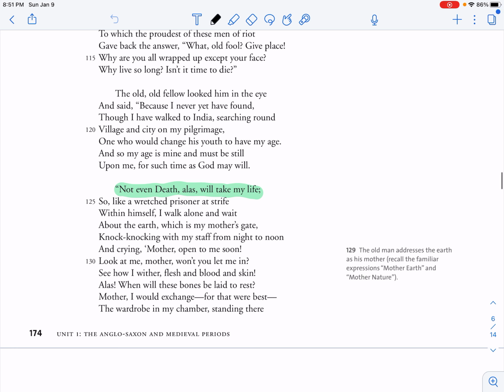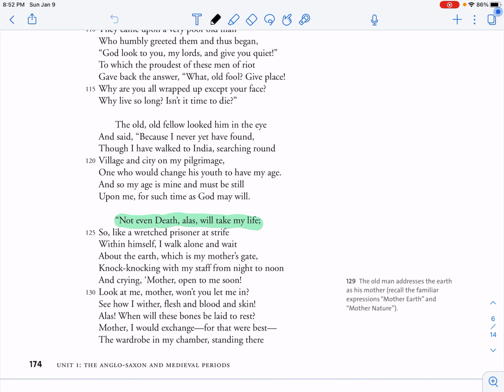Totally rude. So what happens is they're on their way to this village where supposedly everybody got wiped out. And they see this old man, and he's covered really from head to toe except for his face. And he says hello to them in a nice way. God look to you, give you quiet, meaning God give you peace. And they answer back, they call him a fool. They tell him to get out of the way. They said, why are you still alive? You should be dead because you're old. Totally rude. Well, we'll see how that goes.